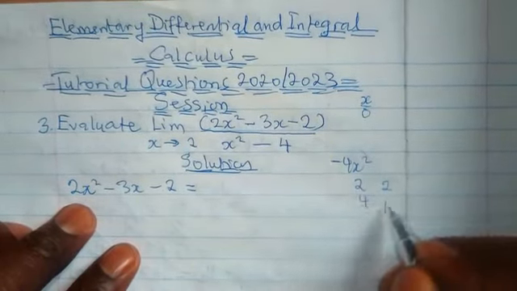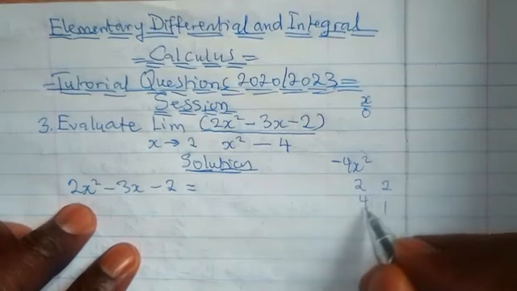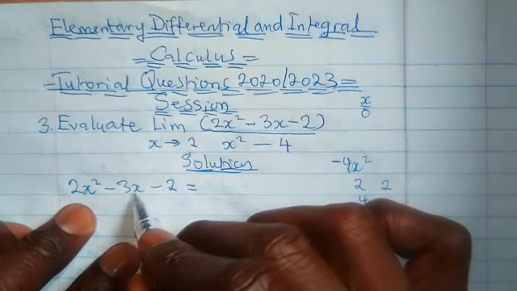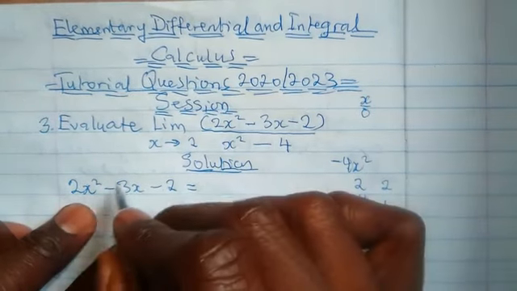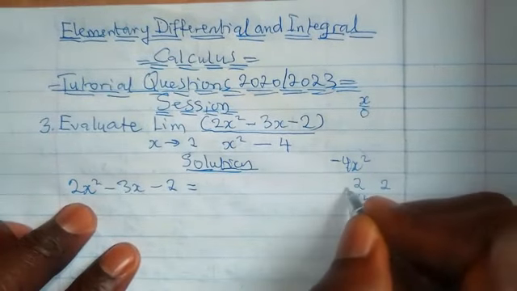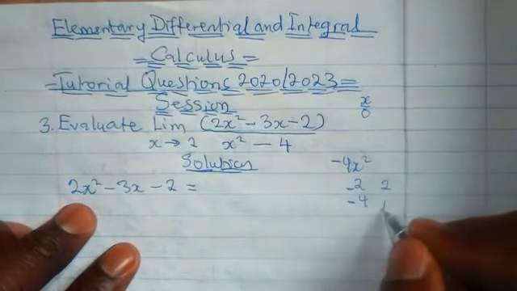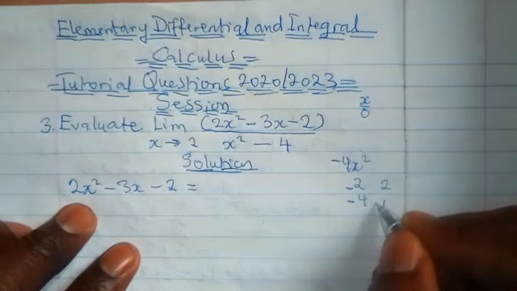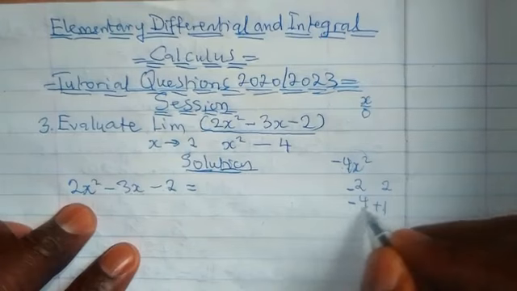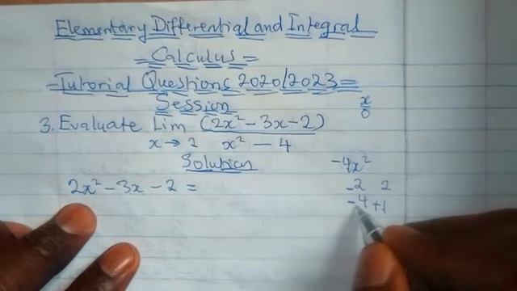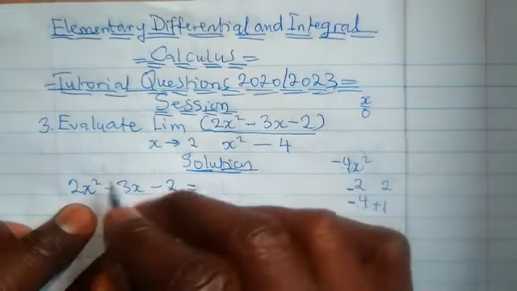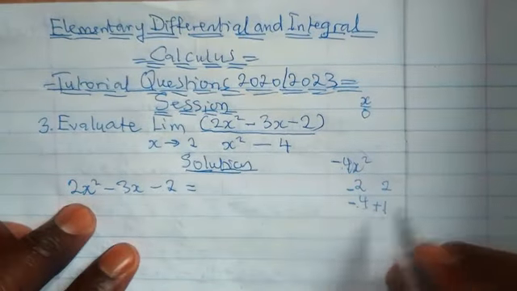So we are going to pick the factors that, if we multiply, give us this, and if we add them, give us the middle term, which is minus 3x. Since the middle sign is minus, we transfer it to the bigger factor. The other sign will be plus, because since there's a minus here, the two signs will be different. So minus 4 plus 1 will give us minus 3. So we can replace the middle term by minus 4 and 1.